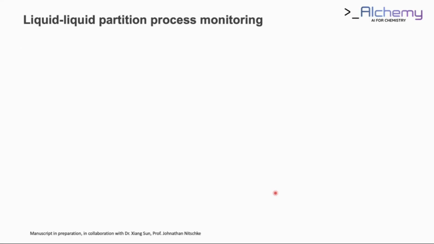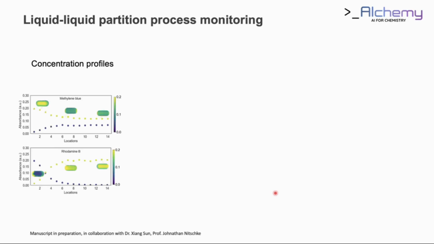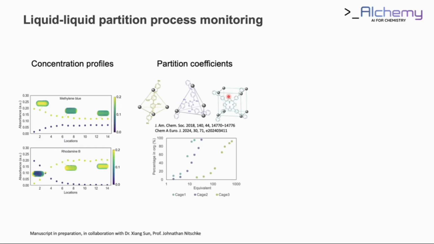So based on this platform, what can we get? First of all, we can get concentration profiles. It's quite easy for us to do the measurement because we just move the cameras to different locations. Secondly, it's quite easy for us to get partition coefficients, and it allows us to compare different separation systems. For example, this is one that we collaborated on with Professor Nishik's group, where they designed very interesting metal organic cages to hold some molecules inside these cages, moving from one phase to another to achieve the separations.